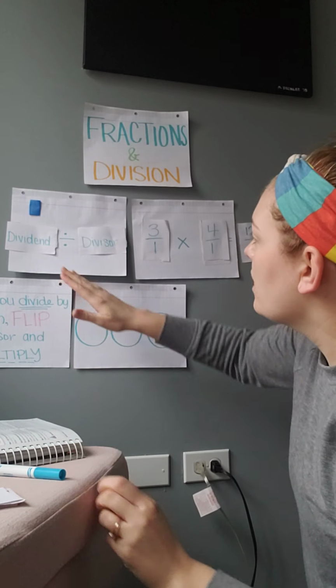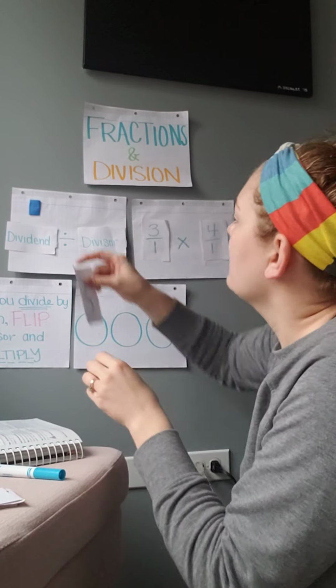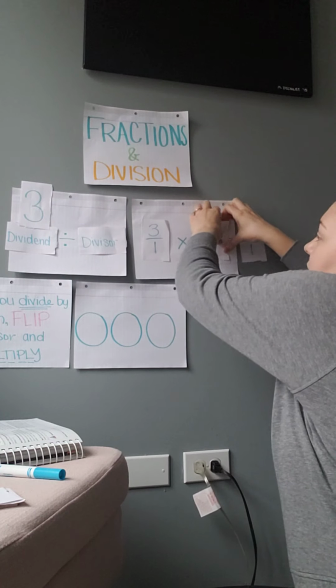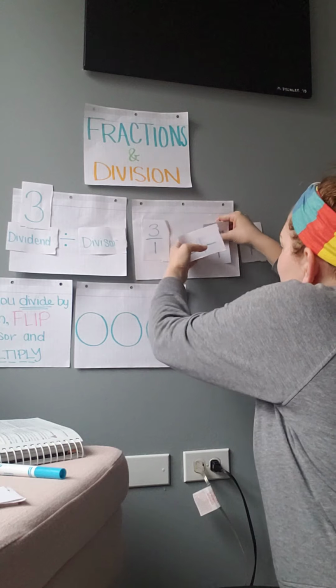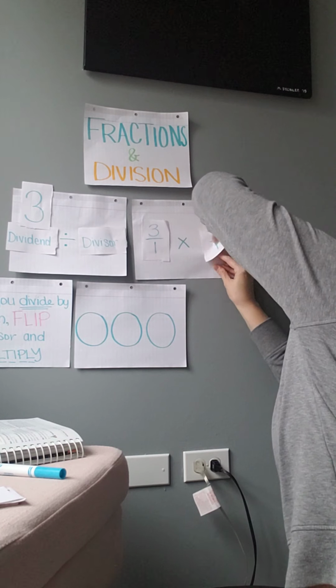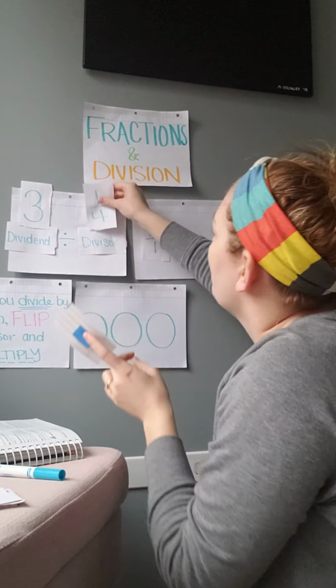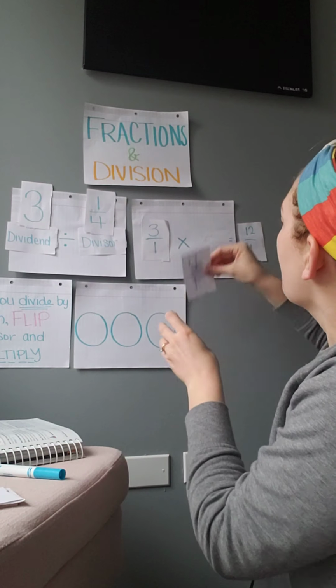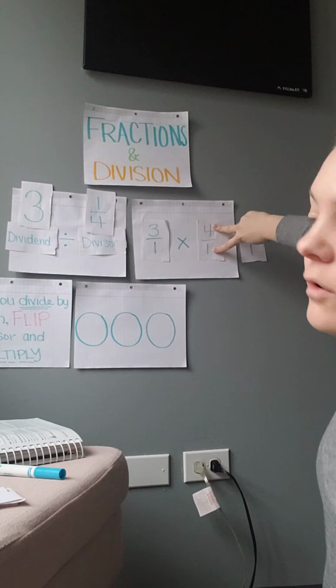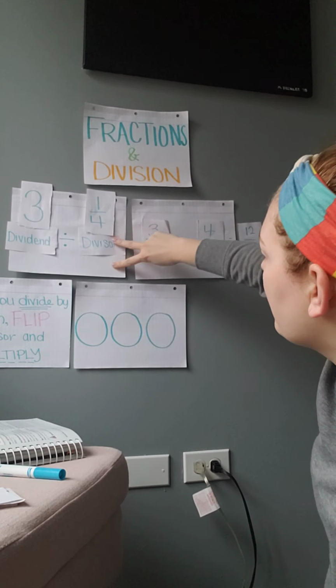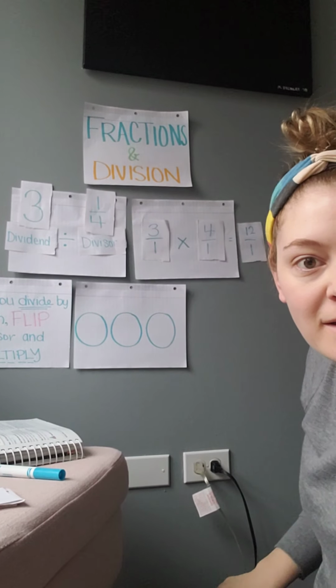So if I were to divide 3 by 1/4, I flip my divisor, 4/1, and then I multiply straight across.